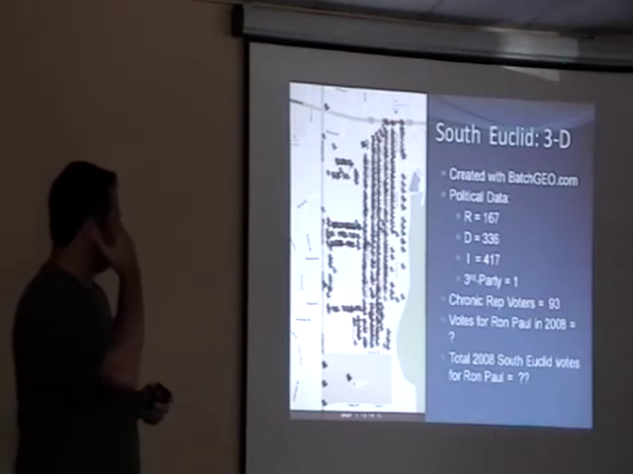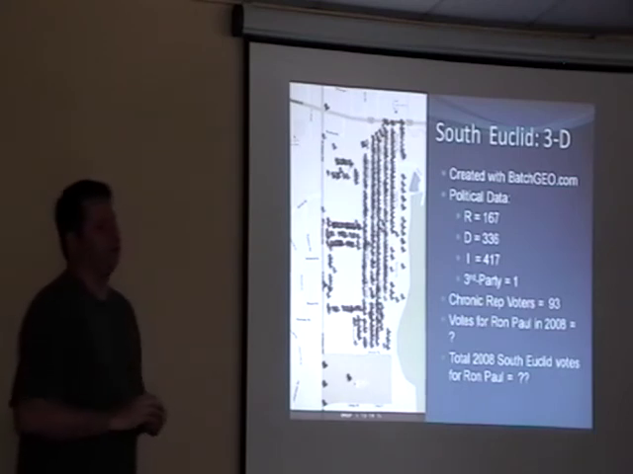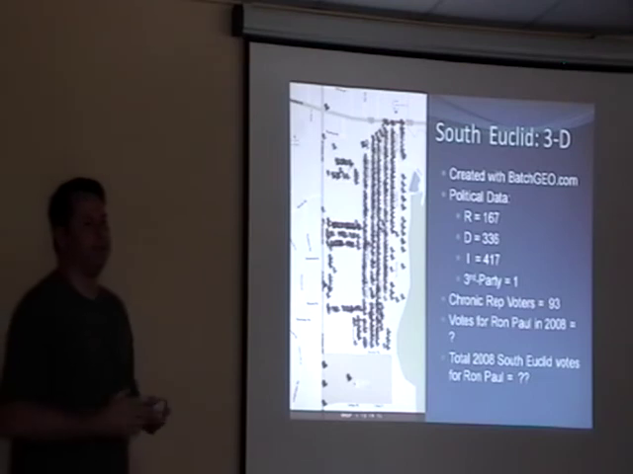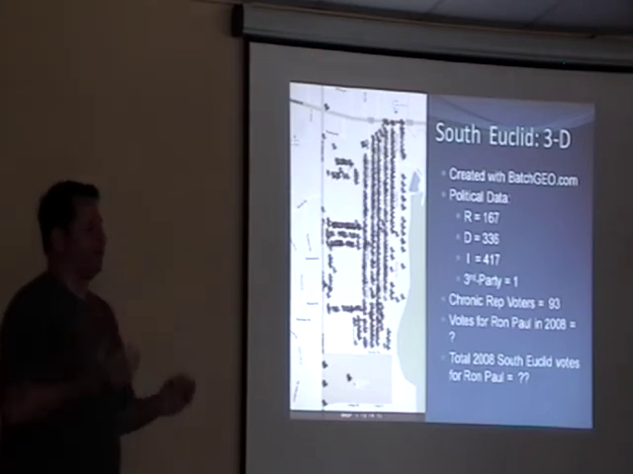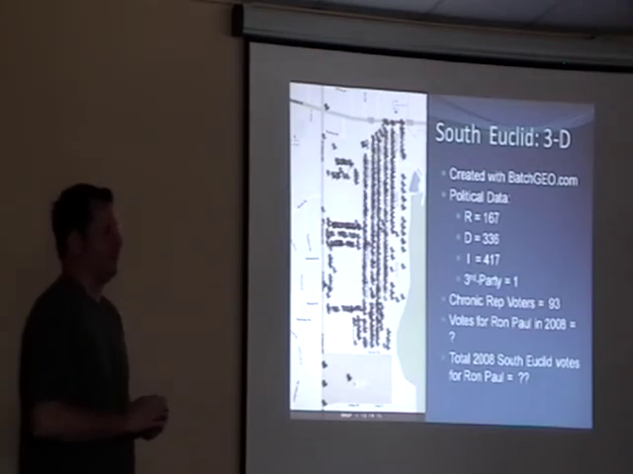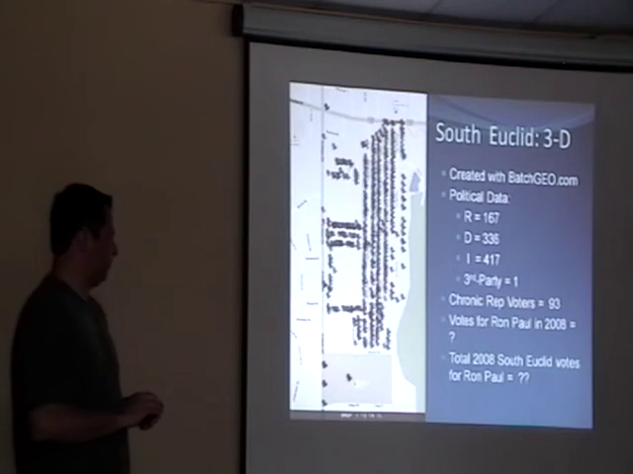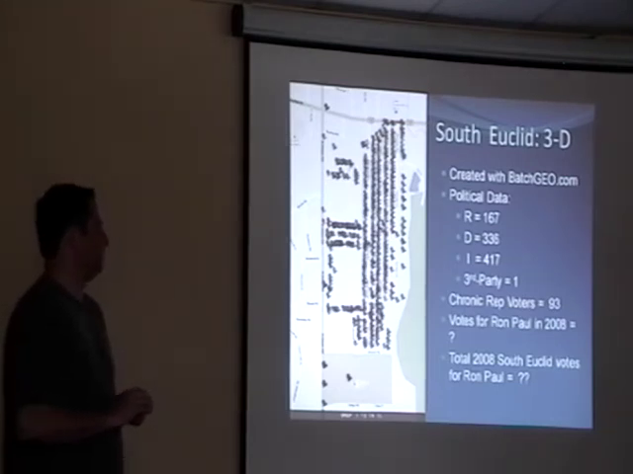Now, if you look at the chronic Republican voters, and how I define a chronic voter is that if they voted 10 times in the past 10 years. The files you download from the Ohio Secretary of State have, I think, the past 10 years of voting history. It just marks an X or whatever election you voted in. So more than 10 times in 10 years, that's what I consider a chronic voter. So I had 93 of them.